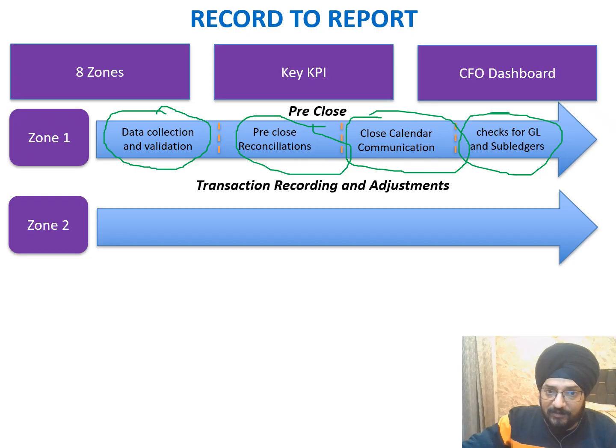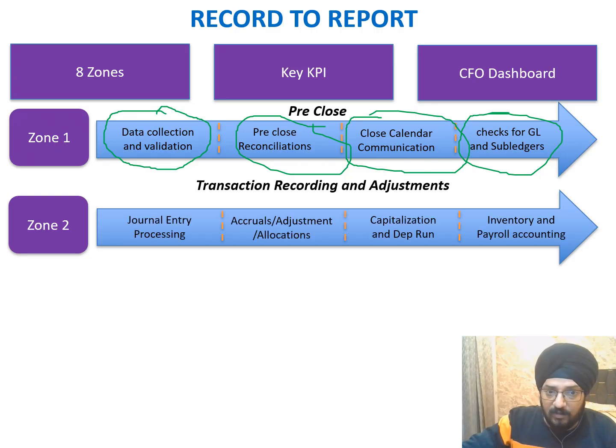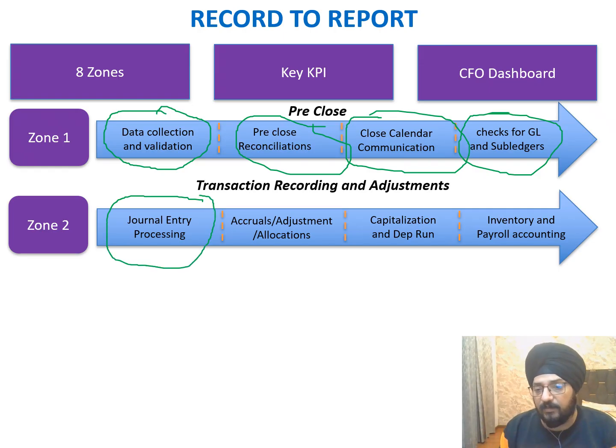So this is transaction recording and adjustments. Okay. So what is happening in this zone? Journal entry processing. Okay, so we know that when we record the information in our books of records, there are certain adjustment entries or journals, manual journals, that need to be posted. And why those are required is basically because of some regulatory requirement.